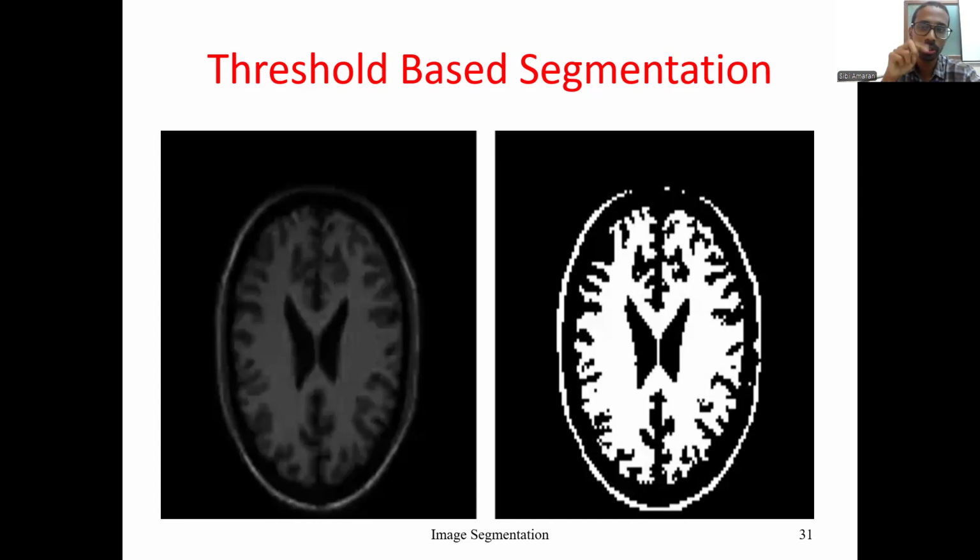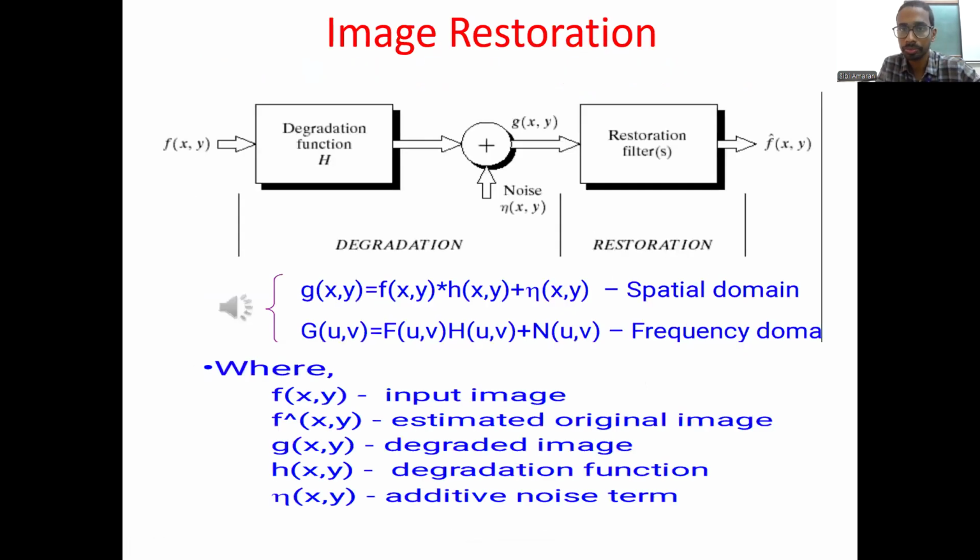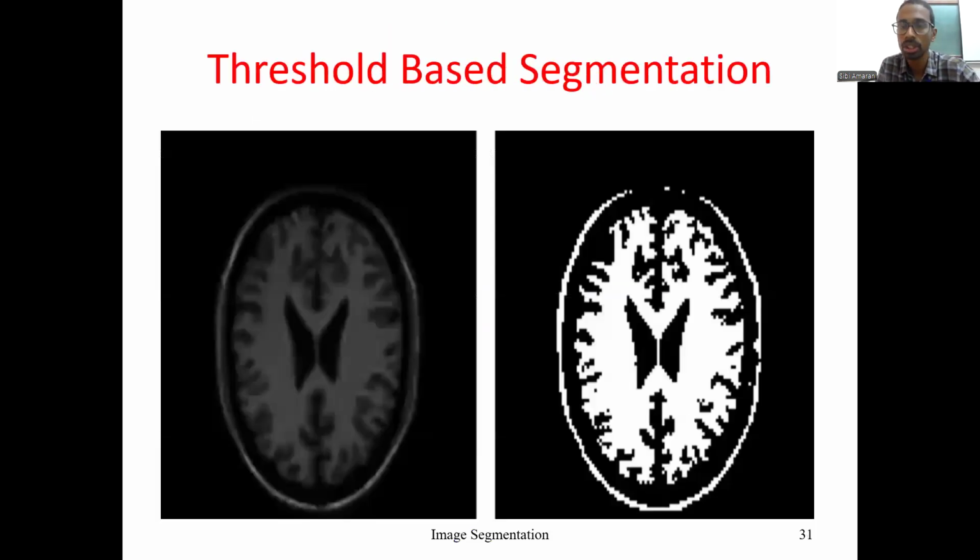So initially I'm going to take an input as f of x comma y. The quality is not good. I'm going to degrade that. So automatically that will be represented as g of x comma y. So this will be the final output f hat of x comma y. This is the thing that I explained through the particular image. So you can look into this image. This is the final output that you got.